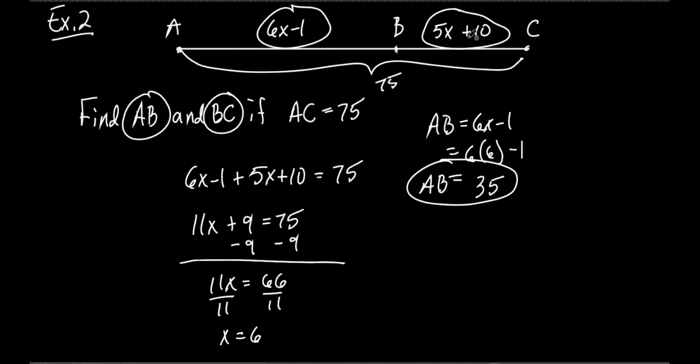Now you could do the same thing with BC, but there's a little bit of an easier way to do it. Now you know what this length is. You know the length of that is 35. What's an easy way to find BC? That's it. I would go 75 minus 35. And that's what BC would be equal to. All right, and what is that? And there you go. So there's that answer, and there's that answer.